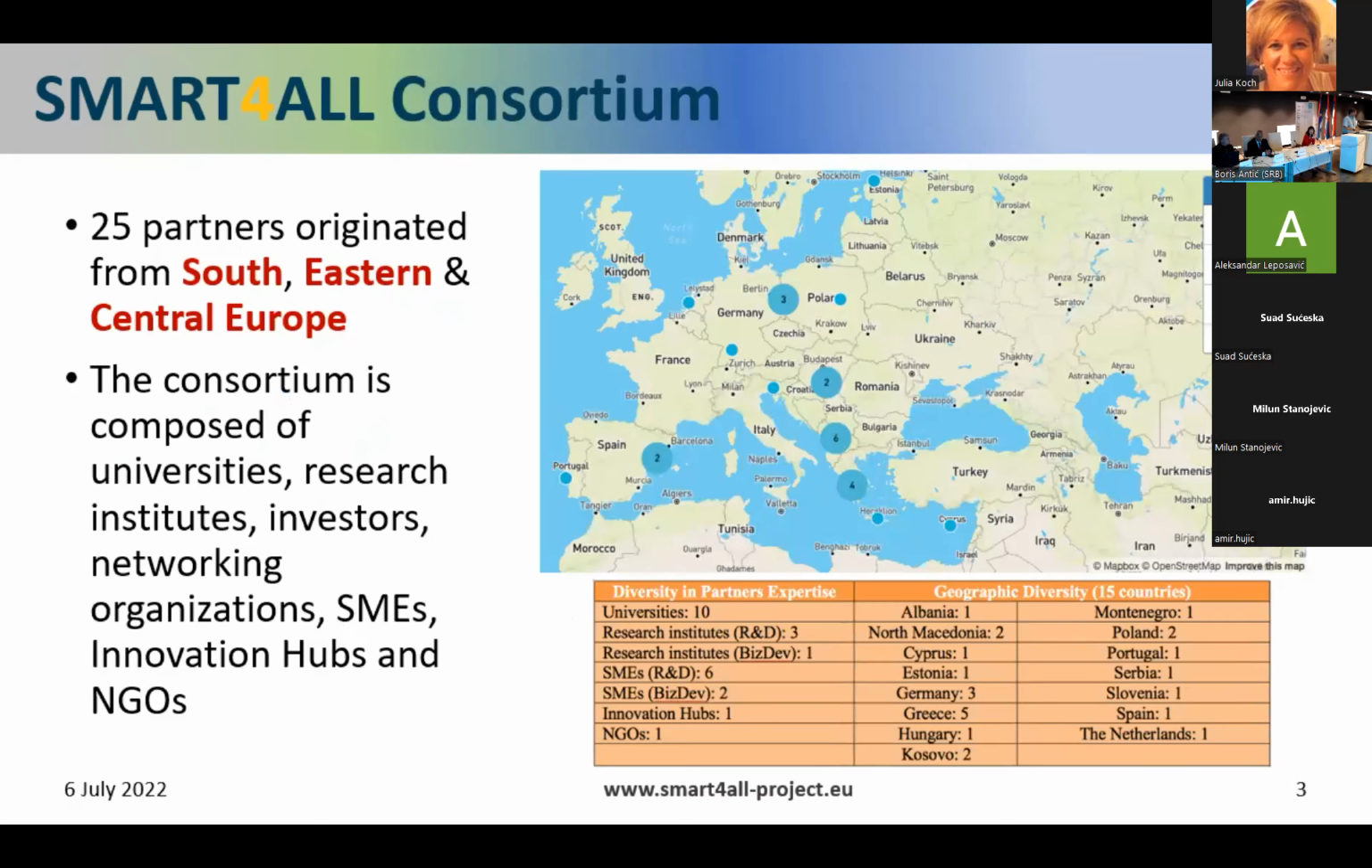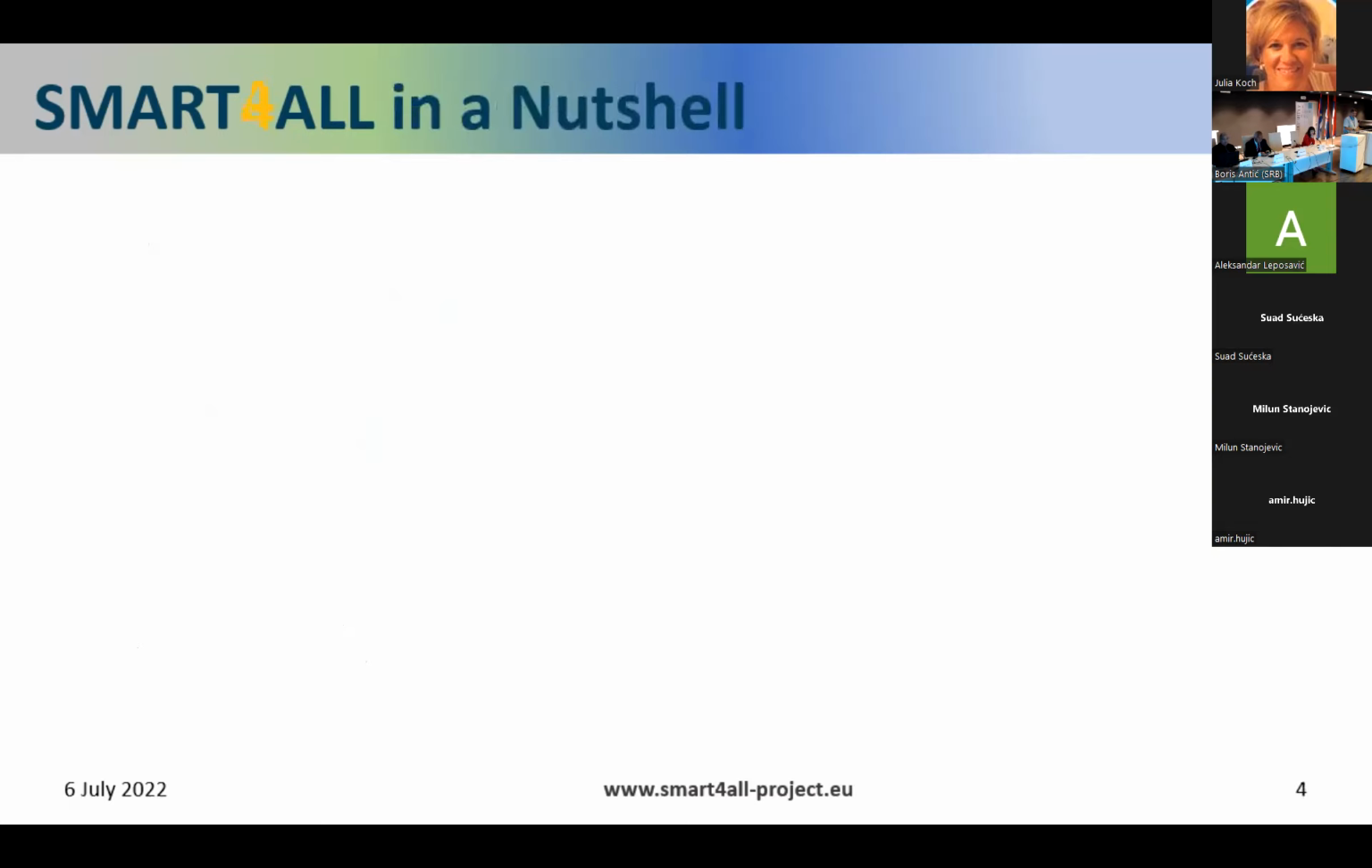The consortium consists of 25 partners, mainly coming from South and Eastern Europe. We have carefully selected the mixture of the partners that have joined SMART4ALL, and we have universities, research institutes, of course SMEs, innovation hubs, NGOs, etc. So most of the countries from South and Eastern Europe are represented in the core consortium of SMART4ALL.